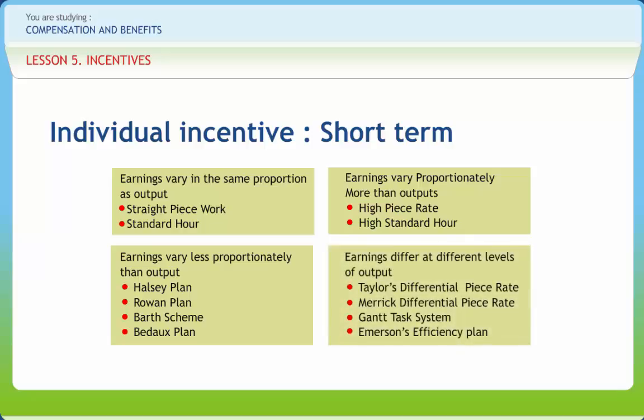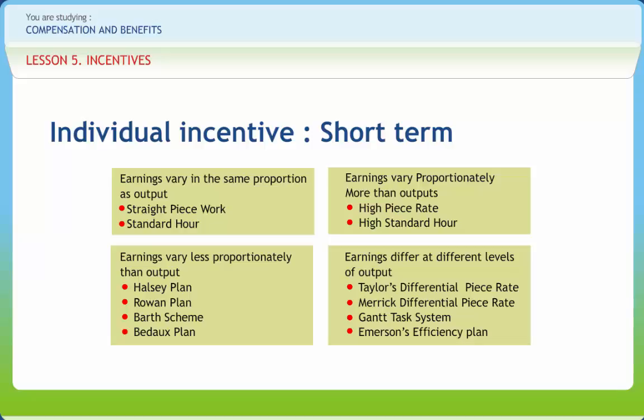Earnings differing at different levels of output group include several schemes. These systems can be best explained by describing how earnings vary from minimum to maximum at different levels of output. The Taylor differential piece rate system was introduced by Taylor with two objectives. Firstly, to give sufficient incentives to workmen to induce them to produce up to their full capacity, and secondly, to get rid of the fear of wage cut.